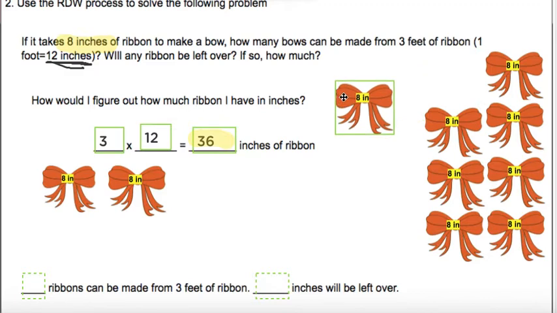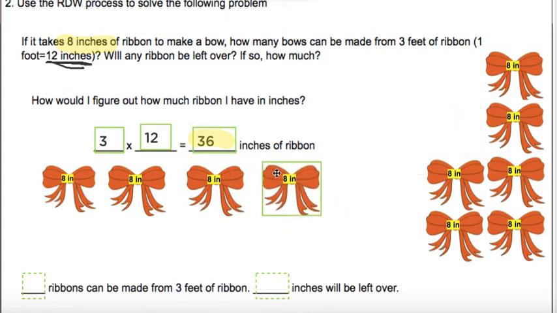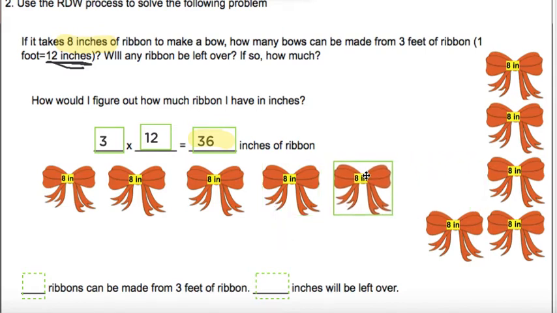So let's see, we haven't used all 36 inches. There's 3 bows. How many inches have we used? Good, 24. Let's see. There's 4 bows. How many inches have we used? Yep, 32. But hold on, guys. There's one more bow. How many inches have we used? Yeah, guys, 40 inches. But I only have 36 inches.